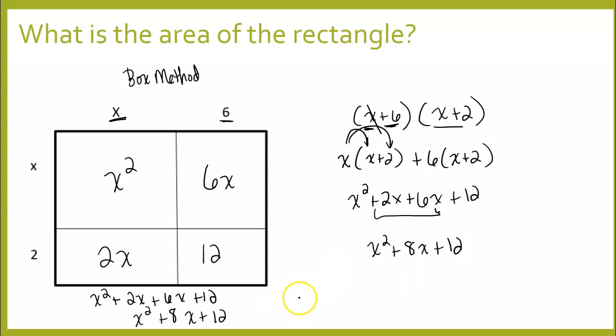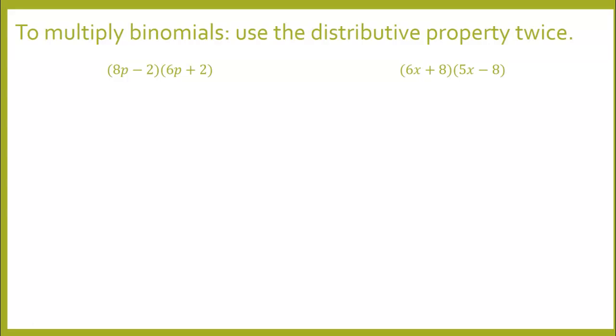Either of these methods works. This is the one that you will likely end up using more frequently, but if you like the box method, go right ahead and do that. So again, when we multiply binomials, we are using our distributive property twice. We are doing 8p, the first term, times 6p plus 2, but we also need to multiply negative 2 times 6p plus 2. And then we distribute.